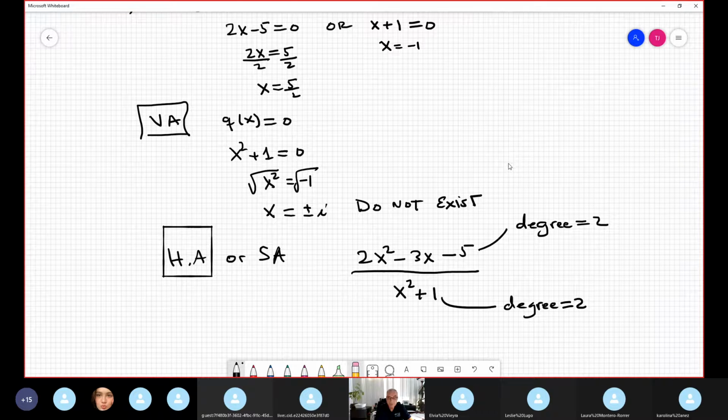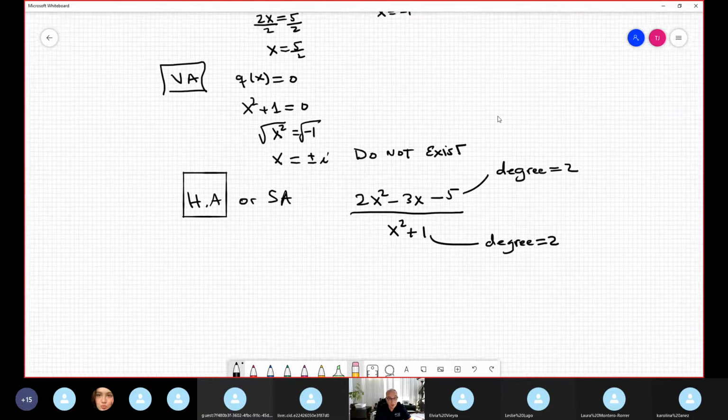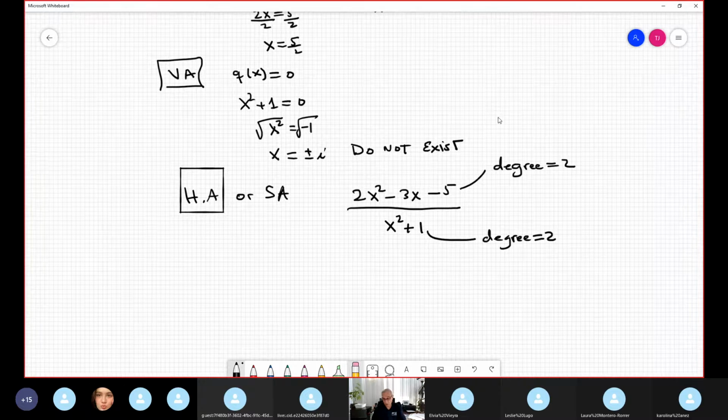What do you think? You need to remember, guys, the rule. The rule is: when the degree of the polynomial at the bottom, the denominator, is greater, that's special. But this is not special, this is regular because it's the same degree. Same degree. The answer is yes.